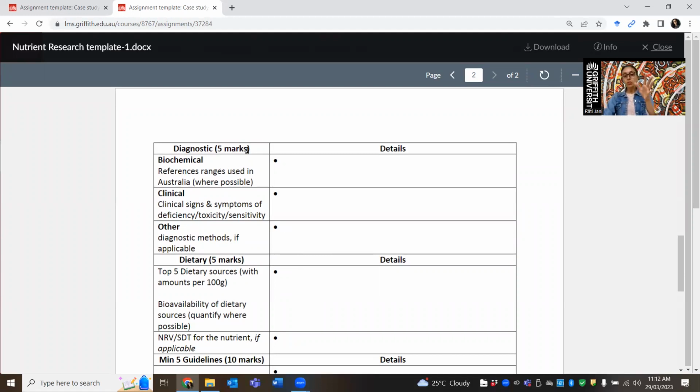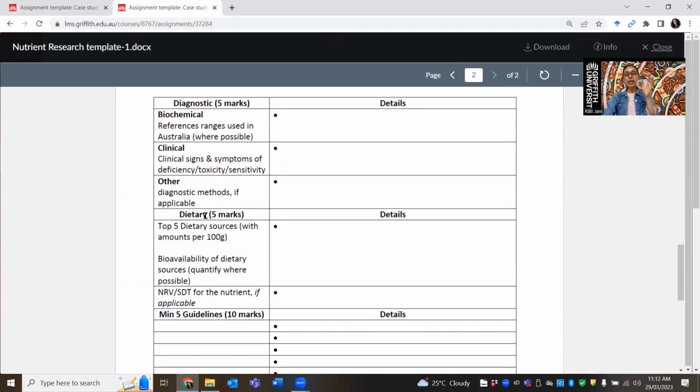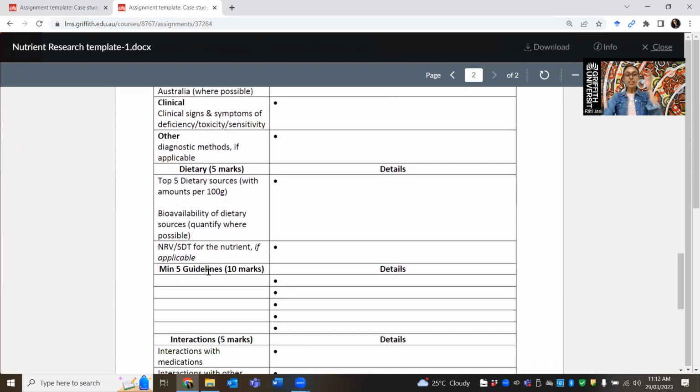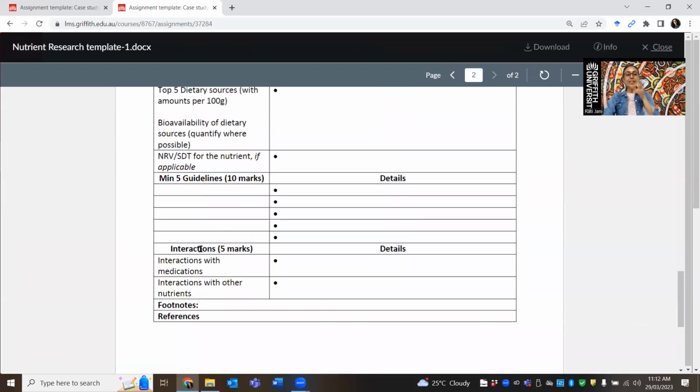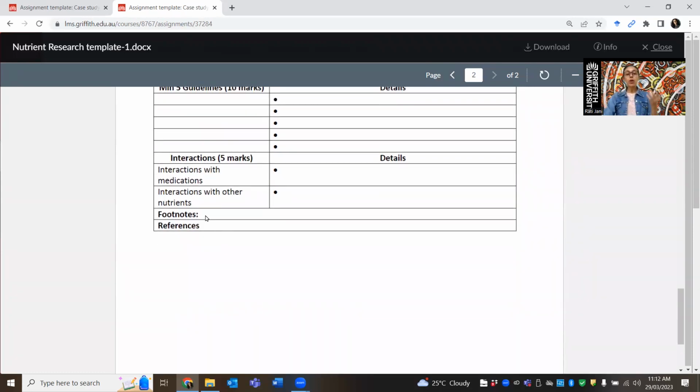Your diagnostic is for 5 marks, dietary is for 5 marks, guidelines, which is the main heart of the document, is for 10 marks. Then any interaction the nutrient has with medication or other nutrients is for 5 marks. Your references and footnotes are not part of the page count.